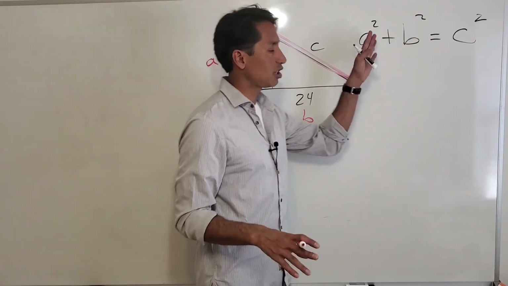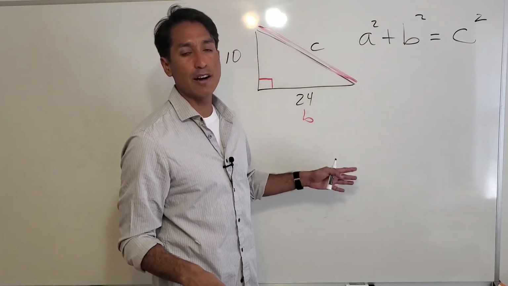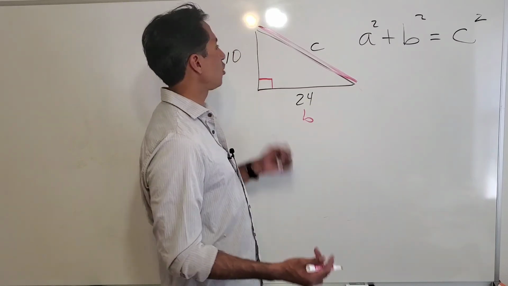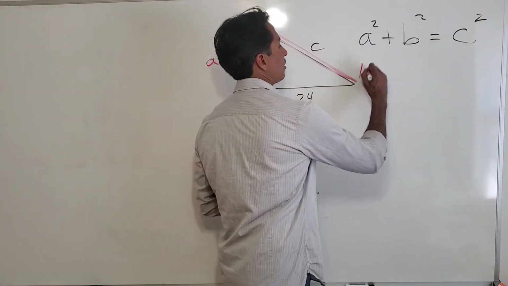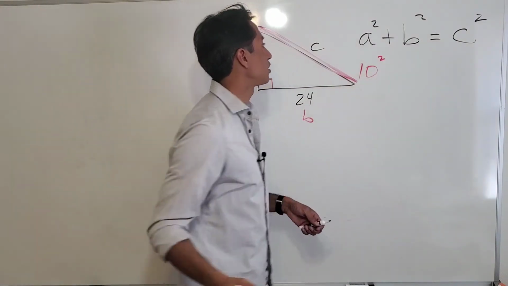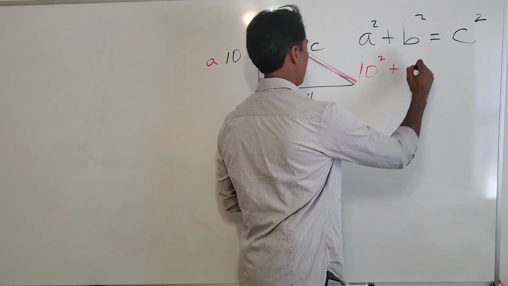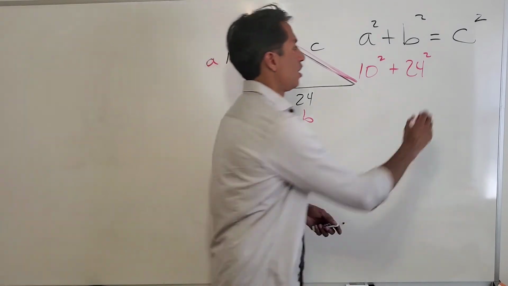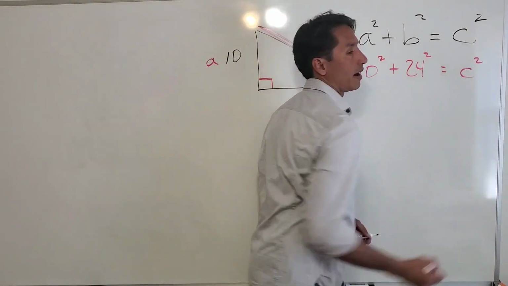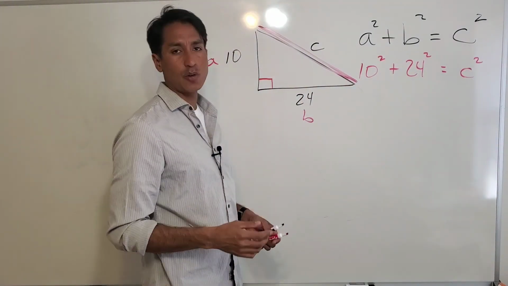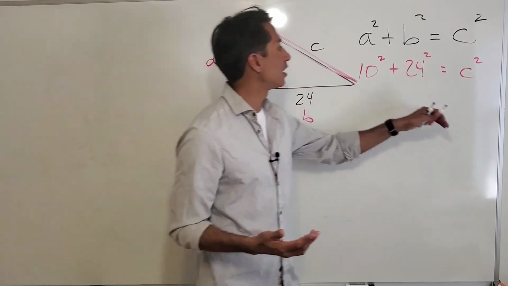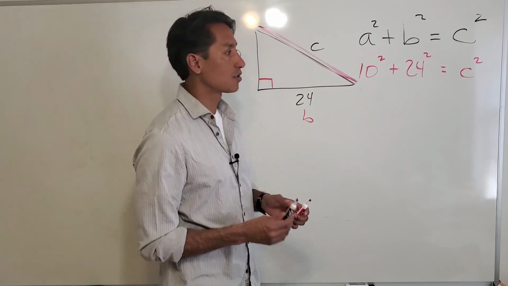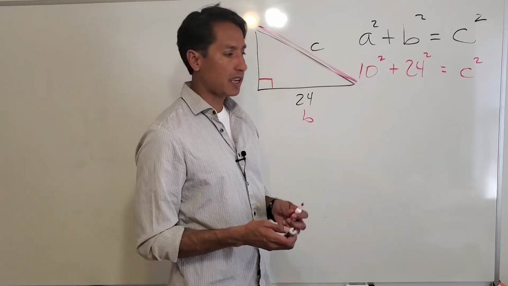When it comes to solving this, we're just going to be plugging in our information where we see it here and then solving. They told me that A was 10. So I got 10, which is now going to be squared, plus B, which is 24, which is going to be squared, which equals C squared. Now, I don't know what C squared is. That's what I'm trying to solve. I'm actually trying to solve for C, not C squared, but we'll get to that in a second as well. So let's just do some work here.